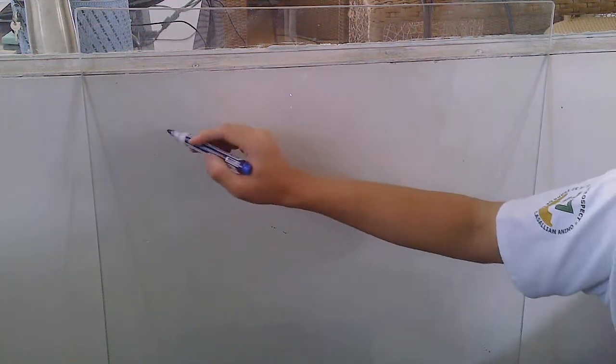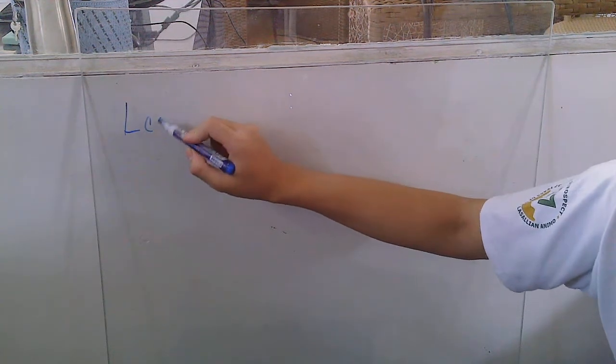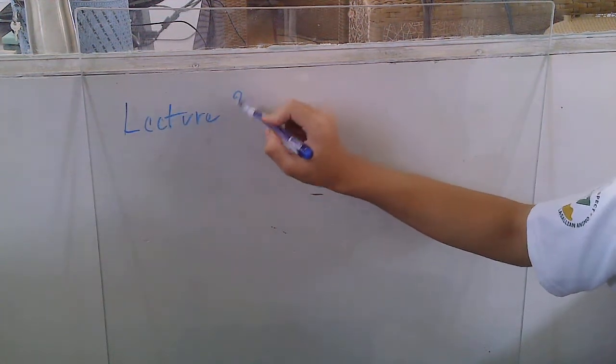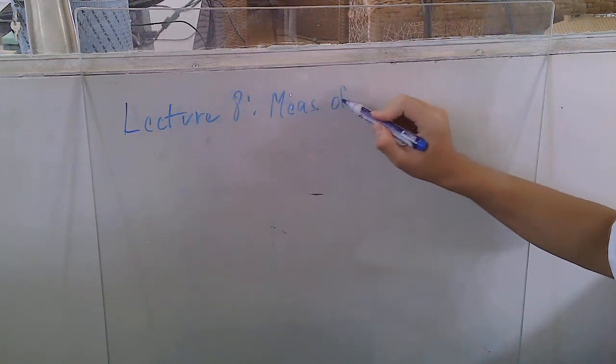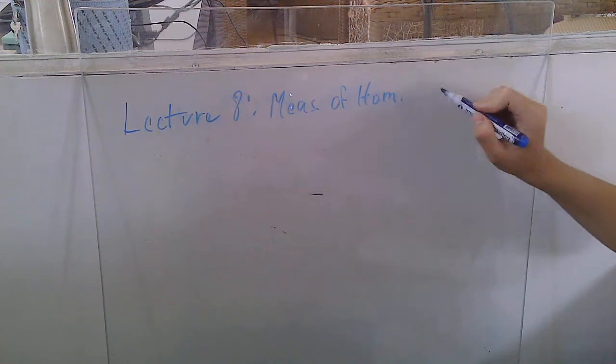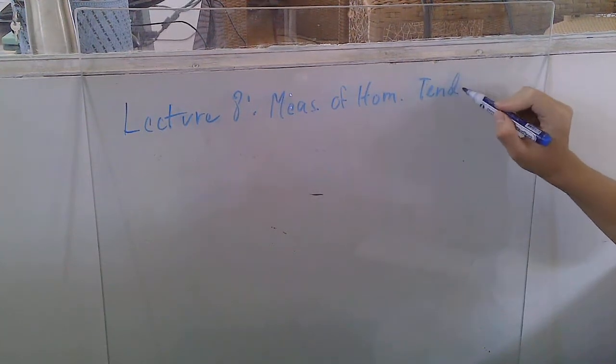In this lesson, I'm going to be discussing measures of homosexual tendencies. Lecture 8. Measures of homosexual tendencies.